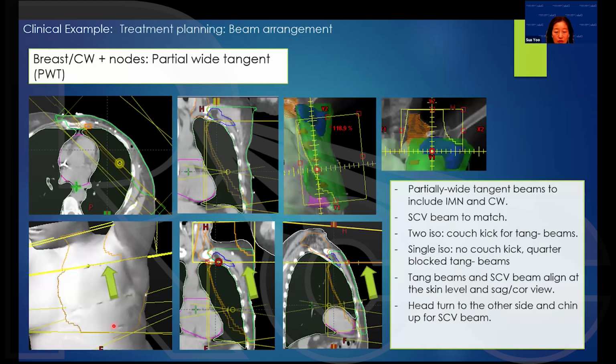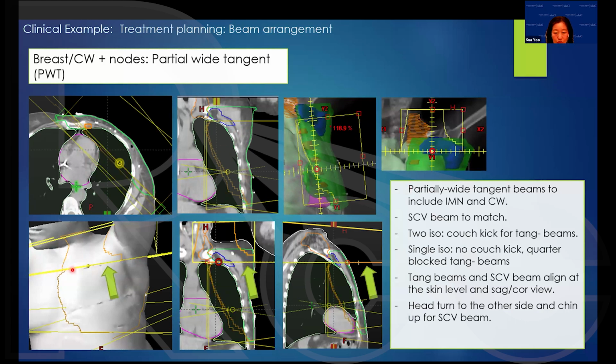How about cases with nodes? Partial wide tangent, breast or chest wall with node cases, IMN should be included, supraclavicle should be included. It's a very classic beam. You have tangential beam, but this should open to include the IMN portion. This portion of the chest wall was not included because we had to include all this IMN, and if we expand this, heart gets irradiated. So physician decided not to include it. So it's a physician's judgment.